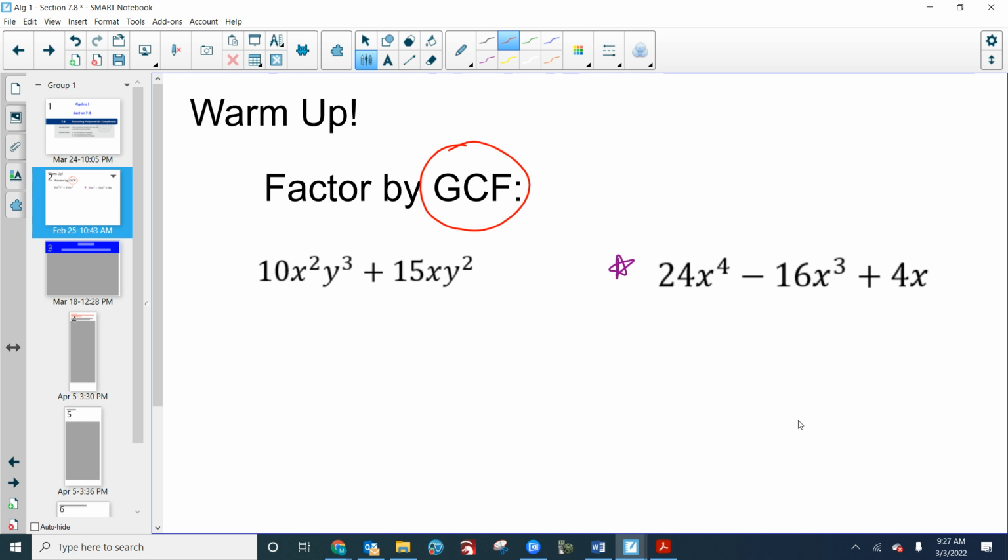Does 4 go into 16 and 24, guys? Yeah. Okay, there's my number, GCF, right? What else can I use? X what? They all have X, right? Yeah. Alexis, what's the biggest X they all have? Yeah, so here's my GCF. Okay, now, let's take it out. Divide it.